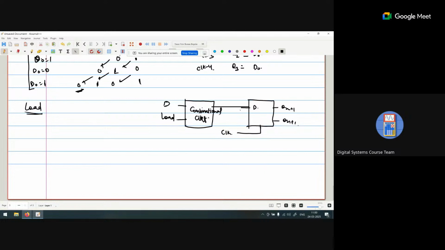We can implement it with the AND gate. If load is 0, D is either 0 or 1, and in every case we are getting an output of 0. So this is the particular condition.